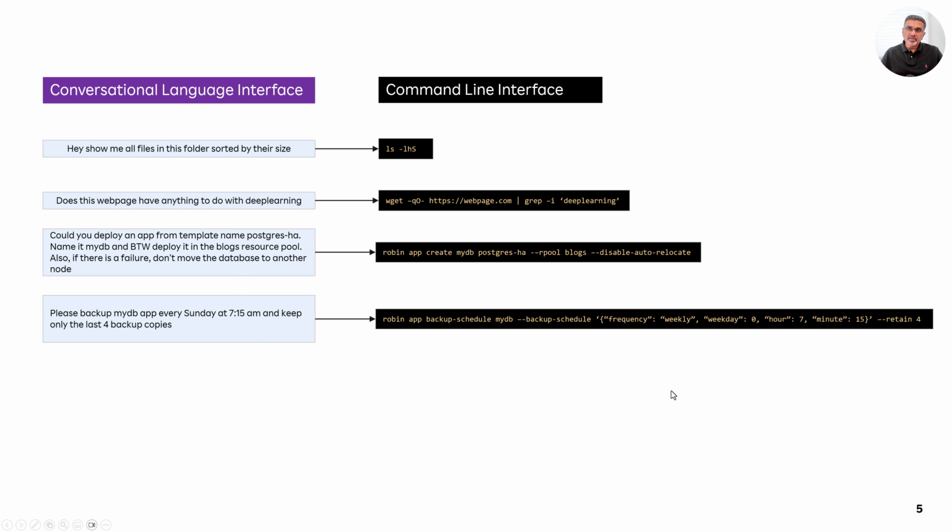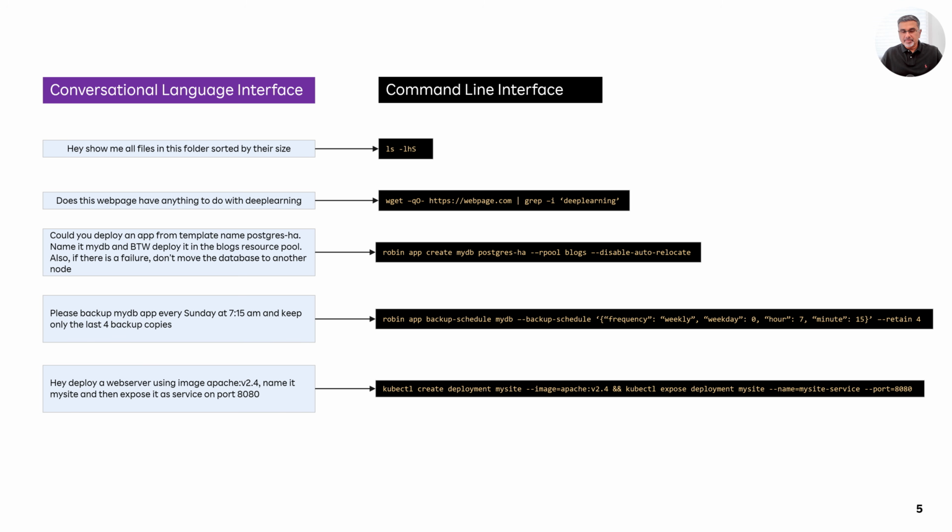Now, you don't really want the DevOps engineer to remember all the nuances of how to structure the backup schedule and what command line arguments to use. So you want a neural network architecture to do that. Just one more example for those who are familiar with Kubernetes.